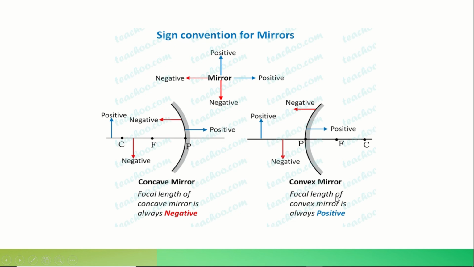In convex mirror, the focal length is always positive. The focal length falls on the right hand side. So the distance between the pole and the principal focus is on the right hand side. Therefore, in the convex mirror, the focal length is always positive. In the concave mirror, the focal length is always negative.